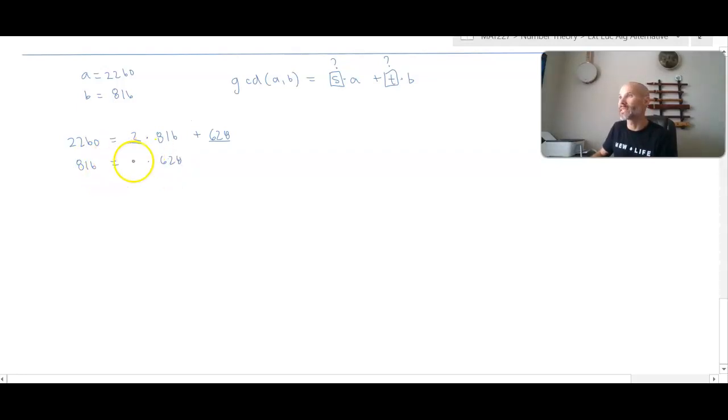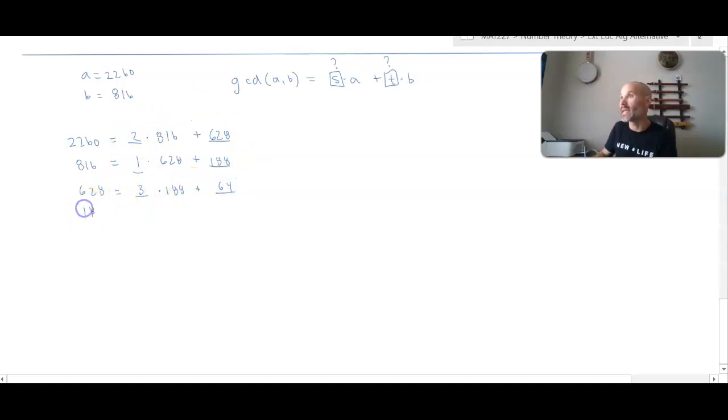Okay, so 628 is going to go into 816 one time. And then 816 minus 628 will give us a remainder of 188. Repeat the process. 628 equals some number of multiples of 188 plus a remainder. So 628 divided by 188 gives us 3 and some change. So we'll do 628 minus 3 times 188. And that's going to give us a remainder of 64.